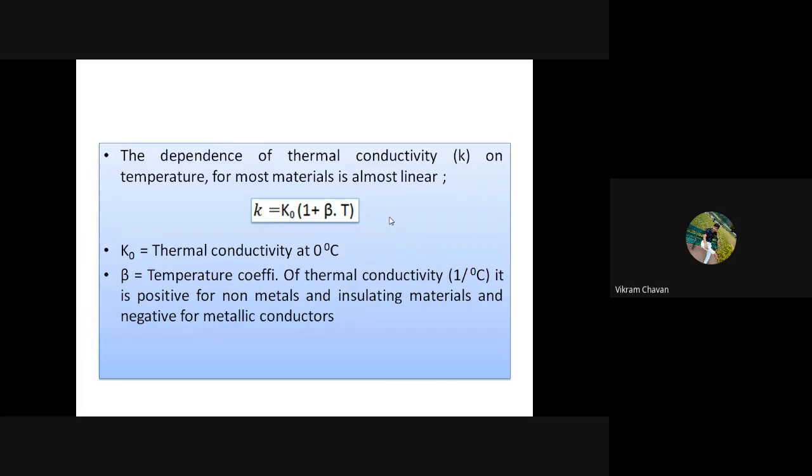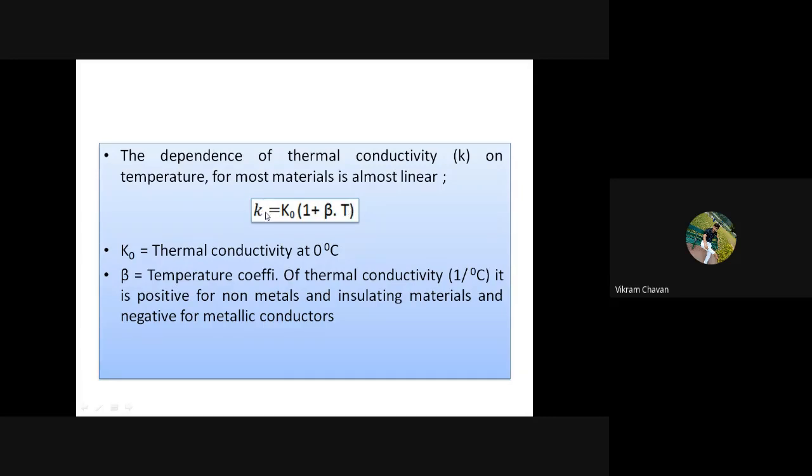Okay, so write down the equation. K is equal to K naught into bracket 1 plus beta multiplied by T. You can also write K suffix T is equal to K naught into bracket 1 plus beta multiplied by capital T. Capital T is the temperature, and at that temperature we want to find out the thermal conductivity.